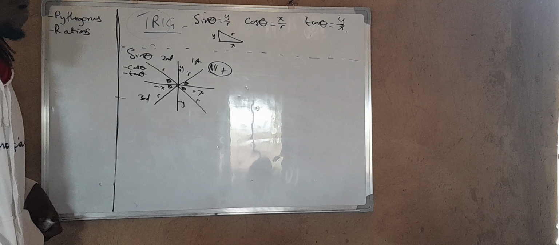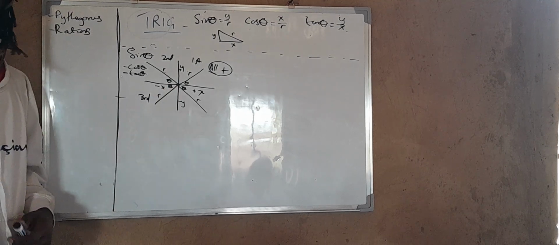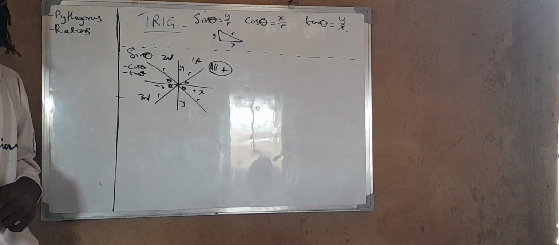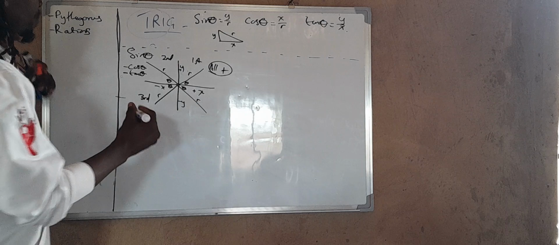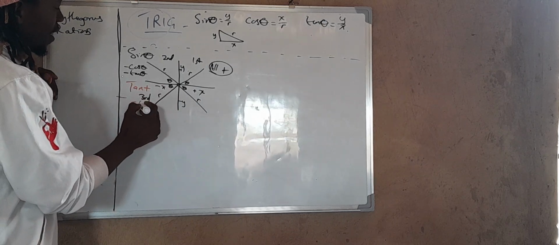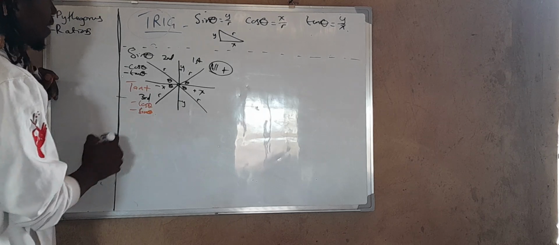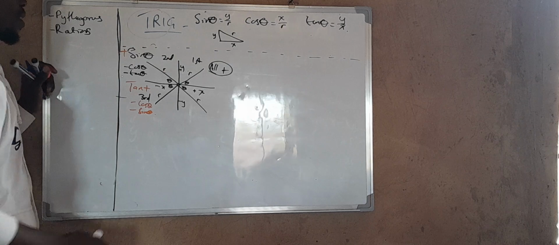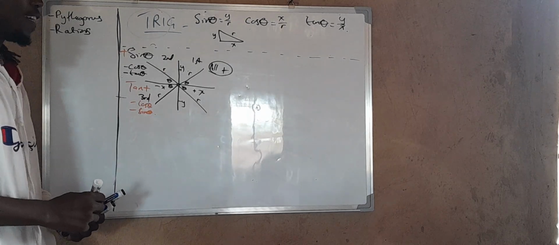Tan theta is y over x. So it is negative y over negative x. And negative divided by negative becomes what? Positive, right? So this gives our tan to be positive. So tan is positive, but the rest they are what? Negative, cos theta and sin theta, right? Only tan is positive here, right? And then we move to the fourth quadrant, right?